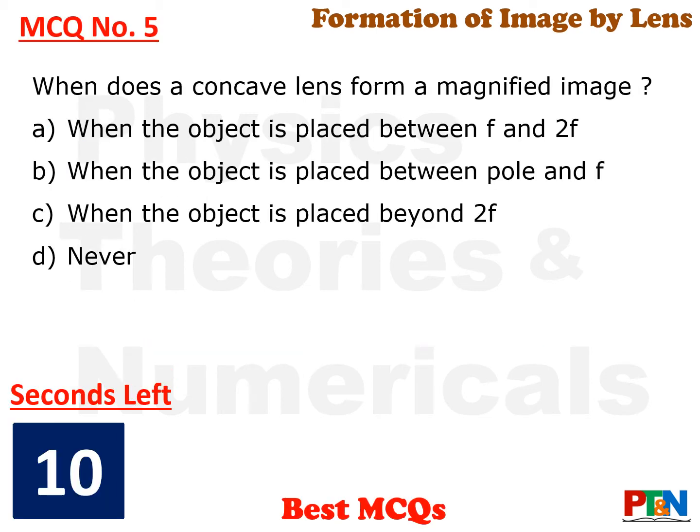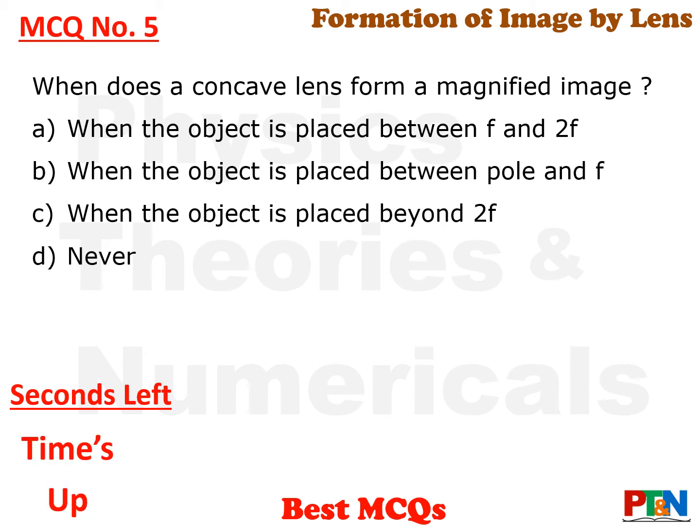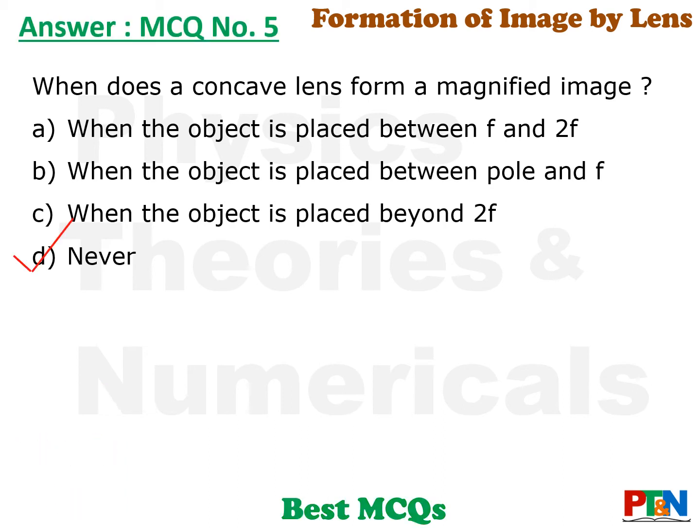Next MCQ. When does a concave lens form a magnified image? 4 options given about the position of the object. When does a concave lens form a magnified image? 10 seconds time. Time starts now. Time's up. Let's see the answer. Never. Just in the previous MCQ we discussed that a concave lens always forms a diminished image. So it will never form a magnified image.